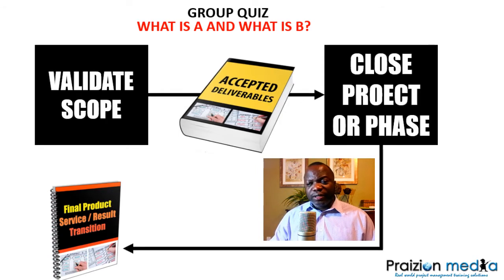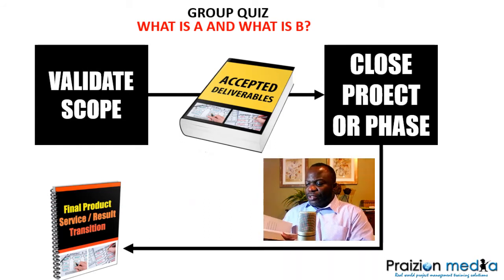So the answer to this exercise is validate scope, which gives you the accepted deliverables, and close project or phase, which is the process where the final product, service, or result transition takes place. I hope that helps. Remember, read the string of events that happens. You have to weave it all together. Let me give you a quick example of what I'm talking about.